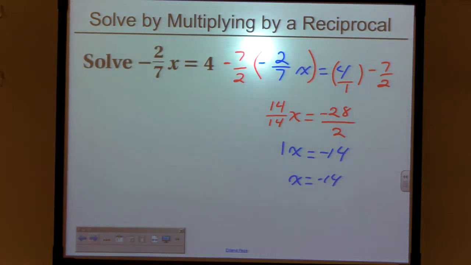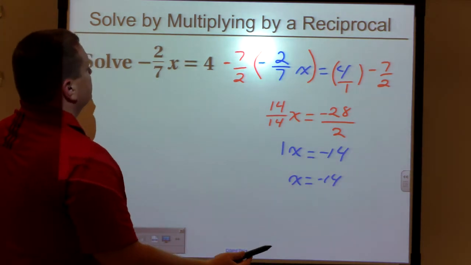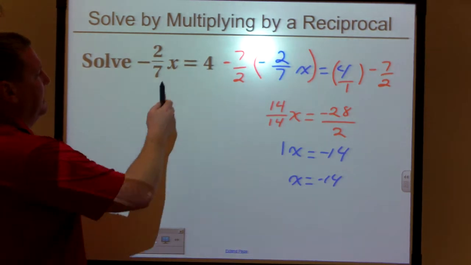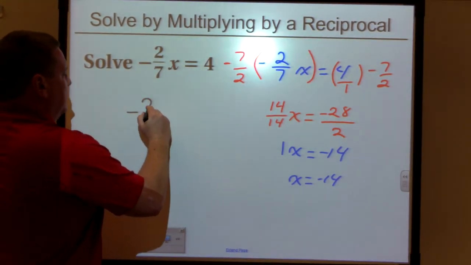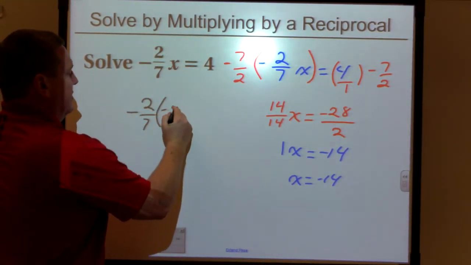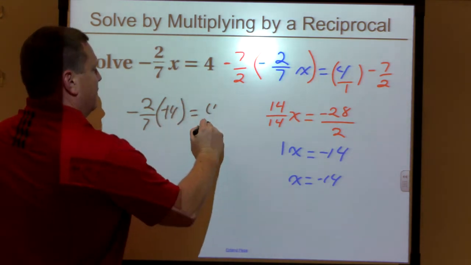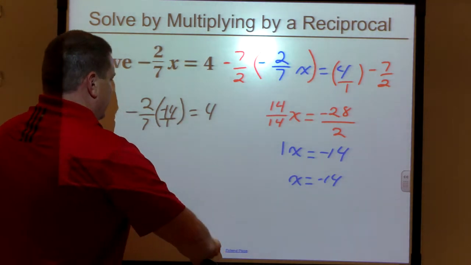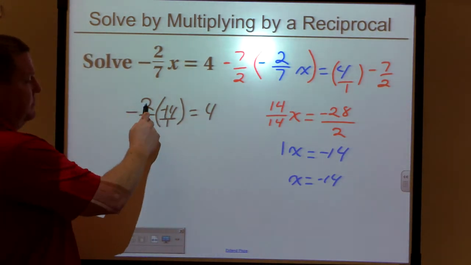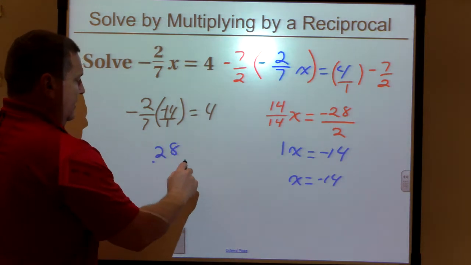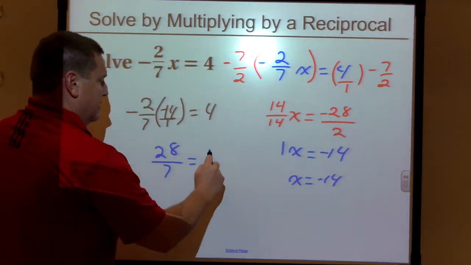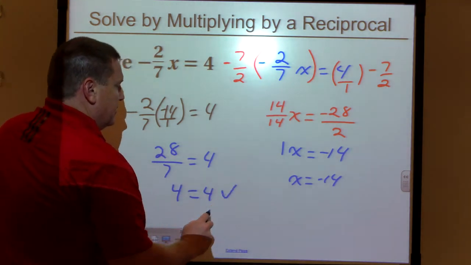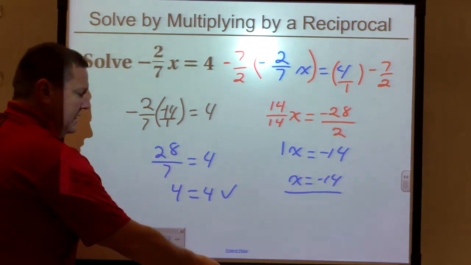To be absolutely certain that's correct, we're going to go ahead and substitute x with negative 14 in the original problem. So negative 2/7 times negative 14 should give us 4. Now I'm going to put that over 1 and multiply them together. Negative times negative is going to give us a positive. 2 times 14 is 28. 7 times 1 is 7. 28 divided by 7 is 4, equal to 4. So x equals negative 14 does check out.